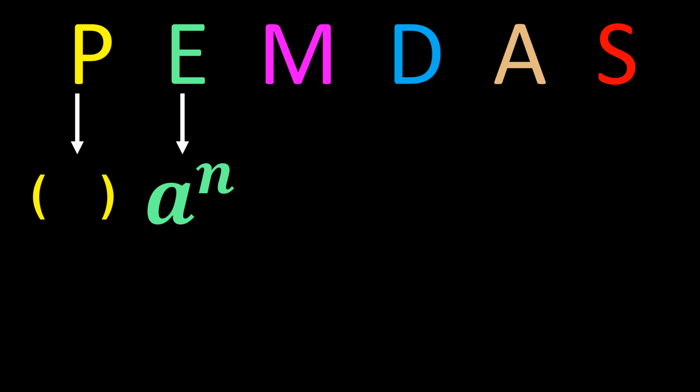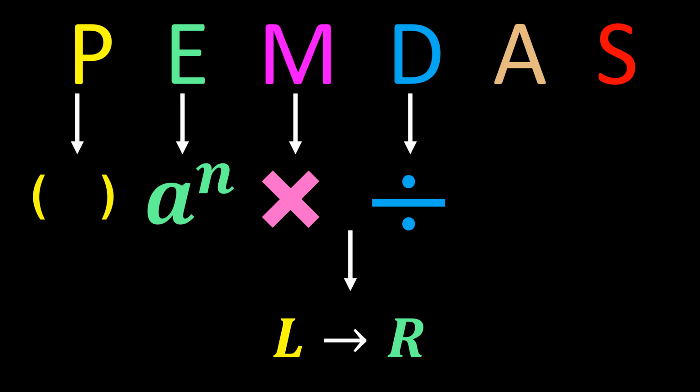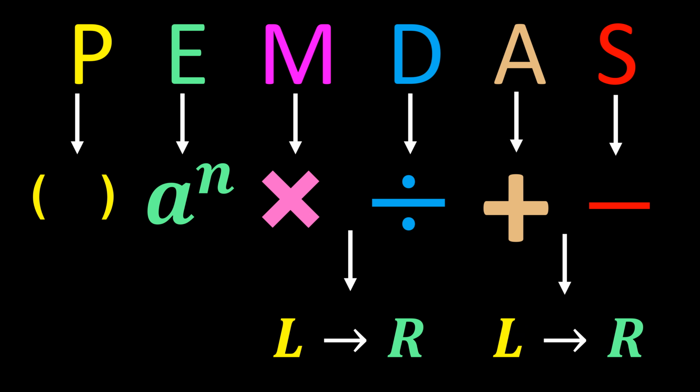Look, PEMDAS is just a simple trick to remember the order of operations in math, from first to last. First, P is for parentheses, so you always clear those out first. Next is E for exponents, like powers and roots. Then you have M and D for multiplication and division. These two are on the same level, so you just solve whichever one comes first from left to right. Finally, you get A and S for addition and subtraction, which work the exact same way, you just finish them up from left to right.